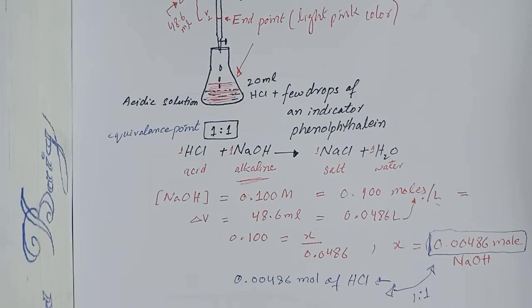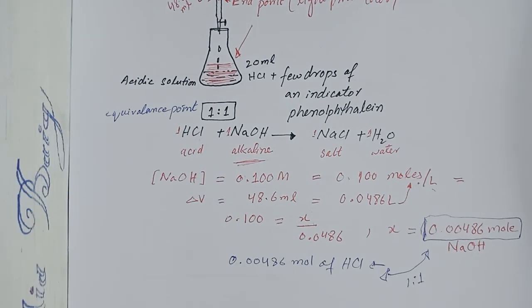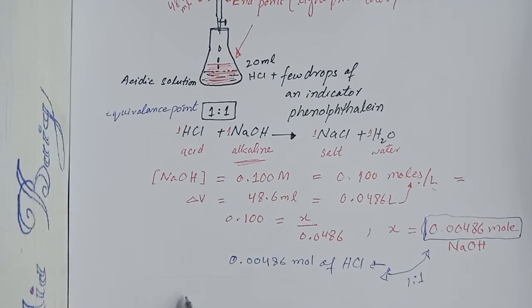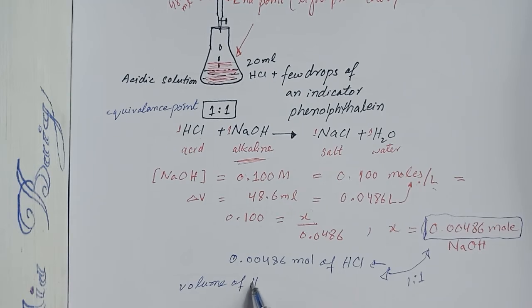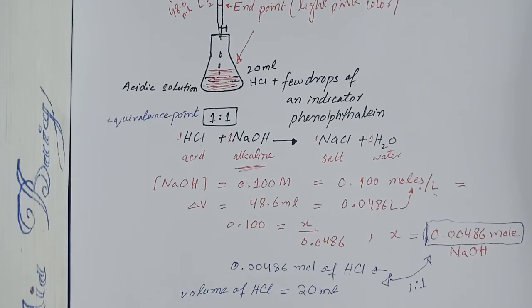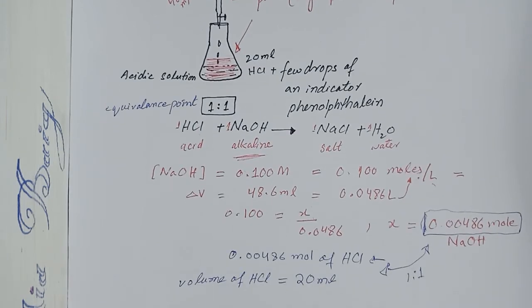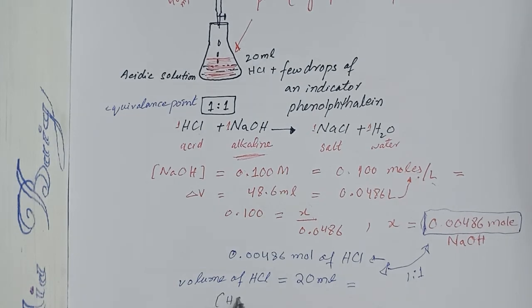molarity. So the concentration is actually moles per liter. And we know the number of moles of HCl that was present within the flask, and we also know the volume of HCl, that was 20 milliliter. So at first we need to convert 20 milliliter into liters. So let's see what is the concentration of HCl.